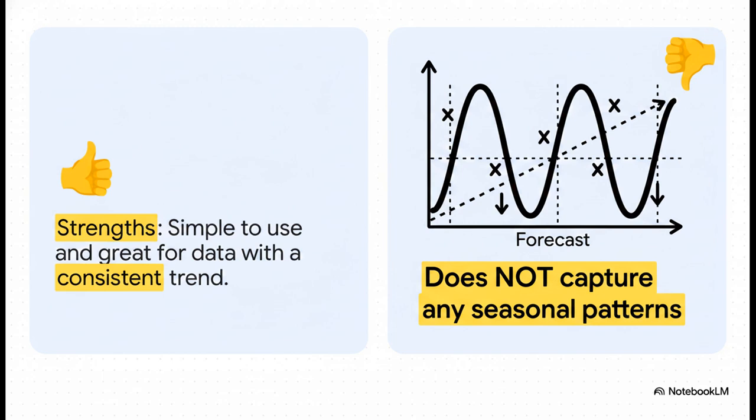Now, a good detective always knows the limits of their tools. The drift method is awesome because it's super simple and works great when you have a nice, consistent trend. But it's got some big limitations. Since it only looks at the very first and very last points, it can totally miss recent changes in the trend. And as you can see, that straight line completely ignores all those seasonal peaks and valleys we found. It's a fantastic starting point, but it's not a crystal ball.